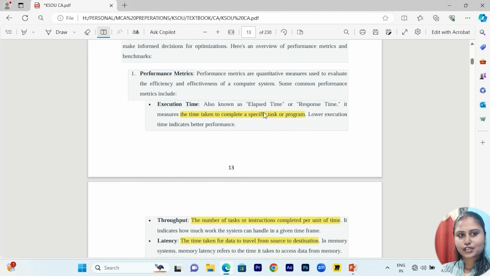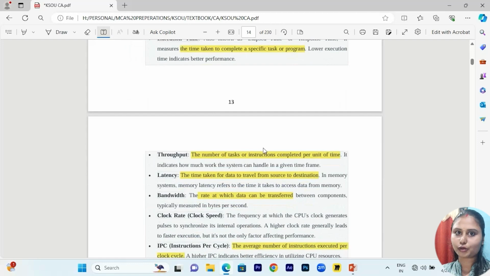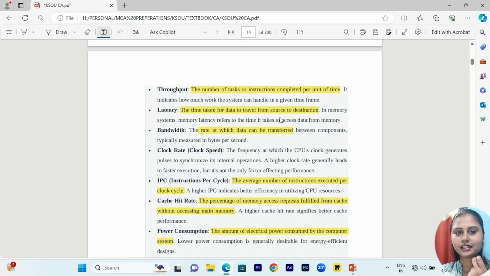What are they? Execution time is also known as the response time: the time the CPU takes to process the data received from the user and to provide the output. Throughput means the number of tasks or instructions completed per unit of time. Just as we measure our typing speed in words per minute or words per second, the tasks the CPU performs are measured per unit of time.